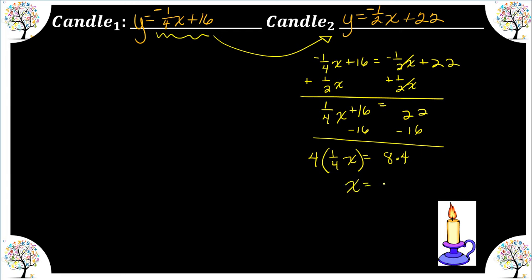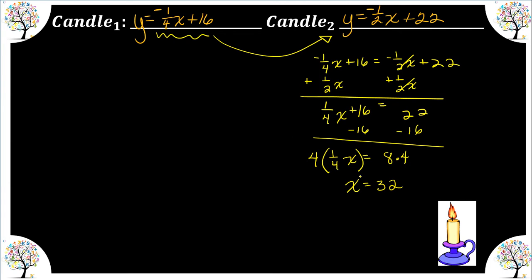And X, which is ours, is 32. So when the candles are burning for 32 hours, the candles will be the same height. Now, we are asked to find out how tall the candles will be.